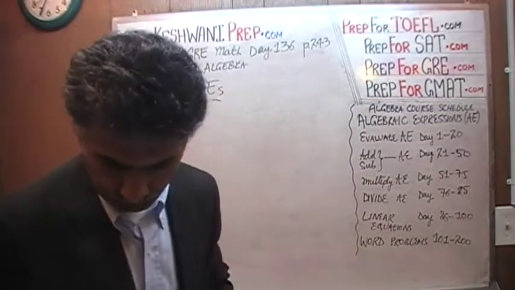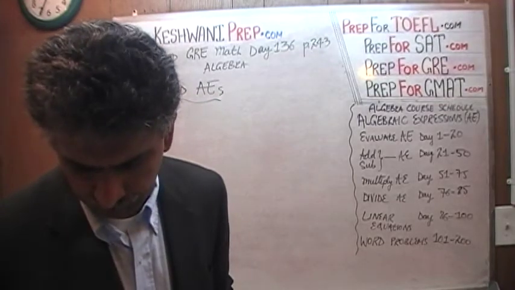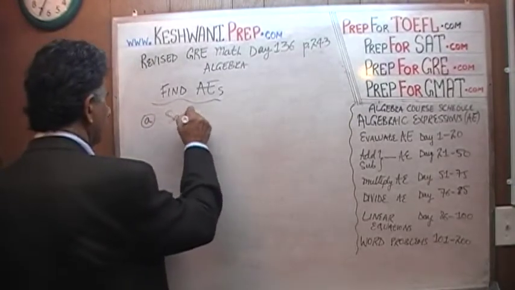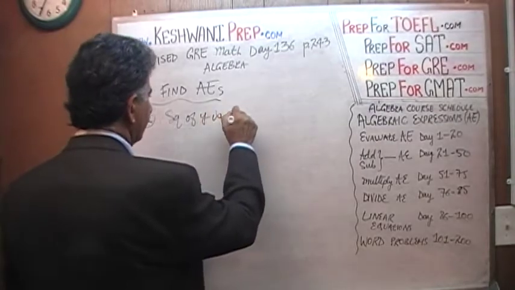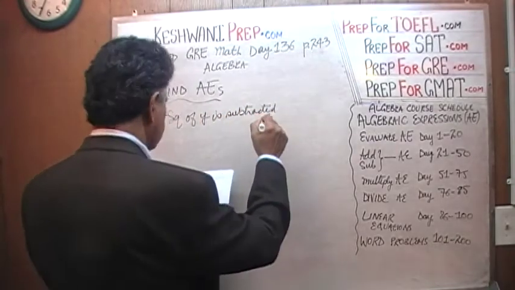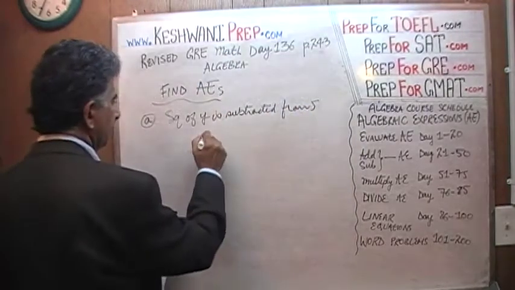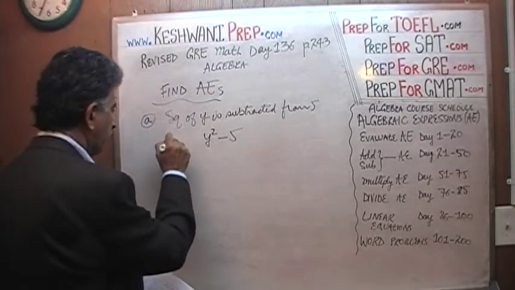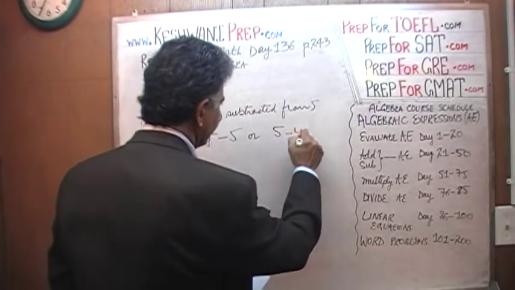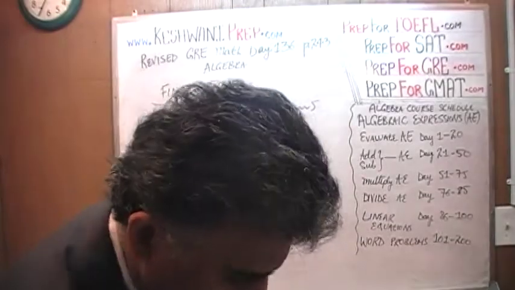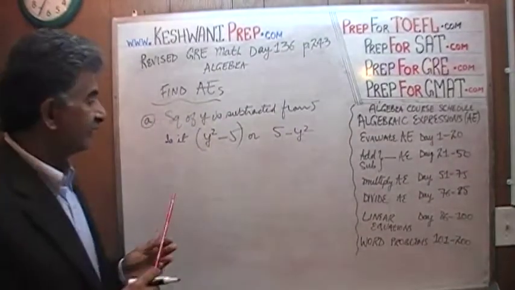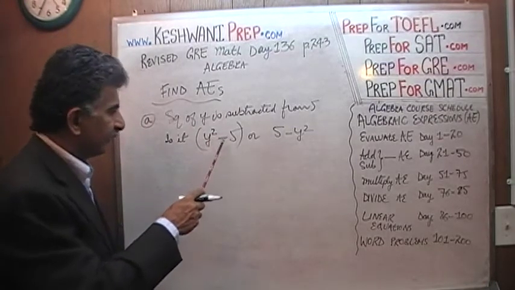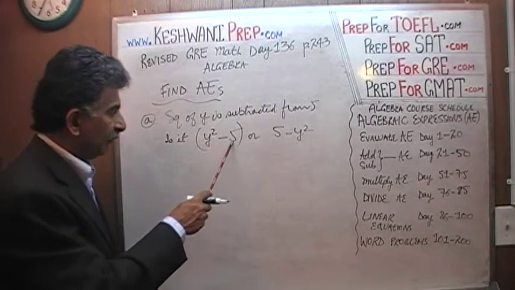Anyway, enough said. The very first problem here says, find the algebraic expressions to represent each of the following. First one says, square of y is subtracted from 5. Is it this? Or this? What does this part say? This part does not say square of y is subtracted from 5. What this says is that 5 is subtracted from the square of y.